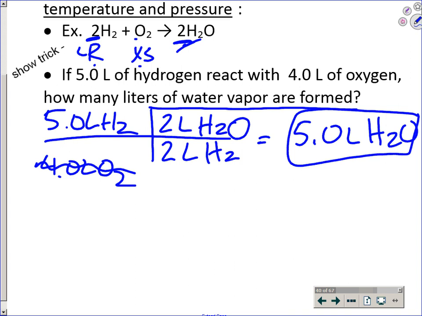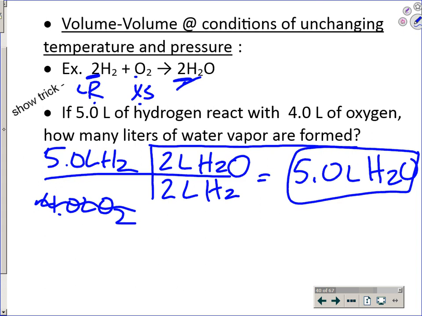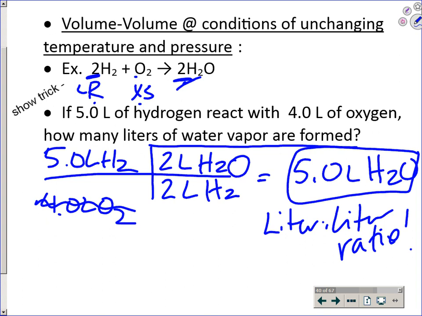So this is only to be used when we have a constant temperature or a constant pressure, because they could be STP or non-STP. So I just wanted to show you guys what a liter ratio was. Okay, so that's one thing I need to show you.